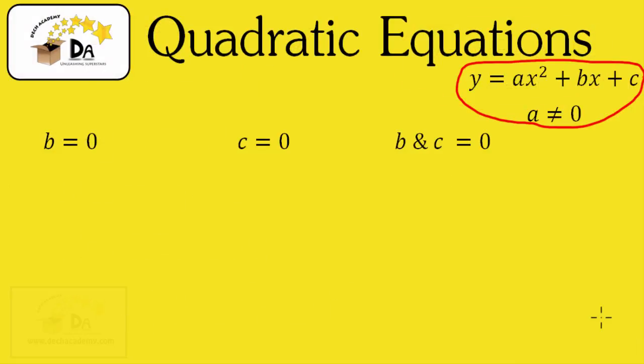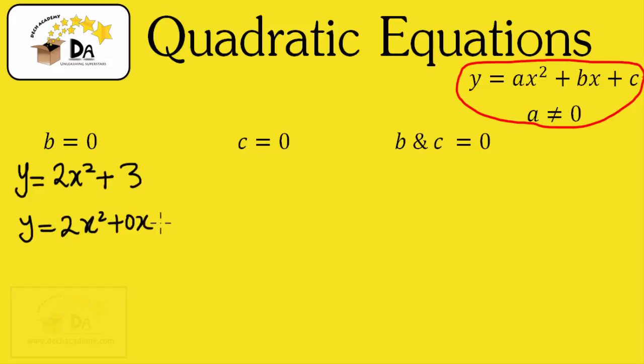Sometimes you come across quadratic equations, meaning equations that meet the requirements of this general form, but sometimes they'll be such that b is 0. For instance, you can have equation y equals 2x squared plus 3. The coefficient of x here is 0, because if I rewrite this equation as 2x squared plus 0x plus 3, I have the same equation here. Here, as you can see, the coefficient of x here is 0. That means b is 0.